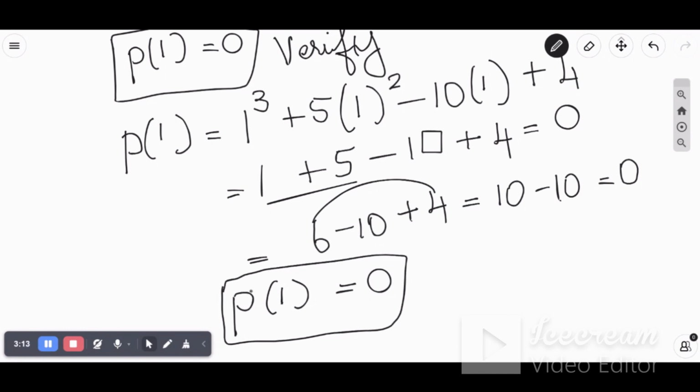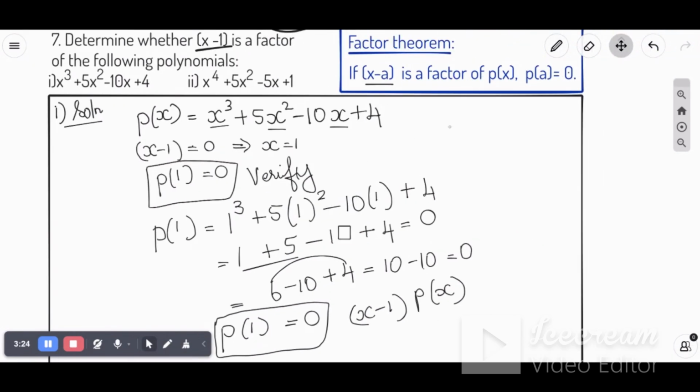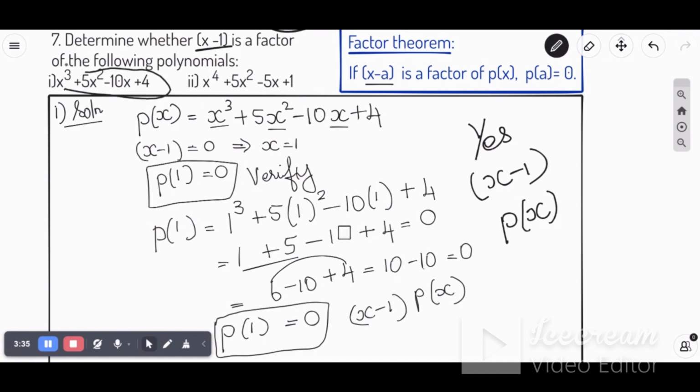So we come to the conclusion that p of 1 is equal to 0, so x minus 1 is a factor of p of x. For the first polynomial, we have verified that yes, it is true, x minus 1 is a factor of p of x. Let us move on to the second one. The first one is done. Do remember, just equate this to 0 and then find the p of that x value. If it is 0, then it is a factor.